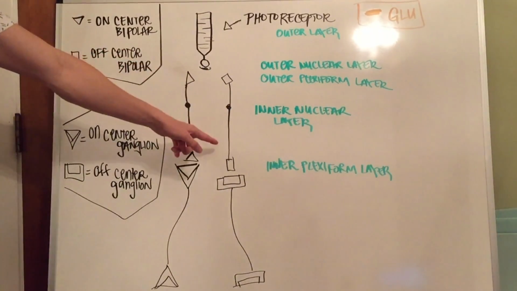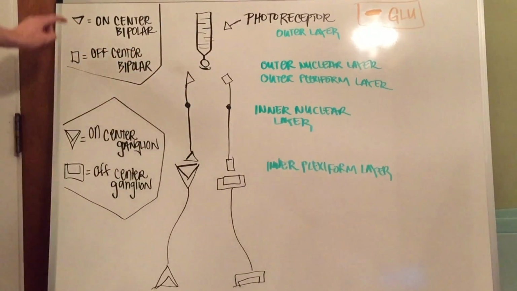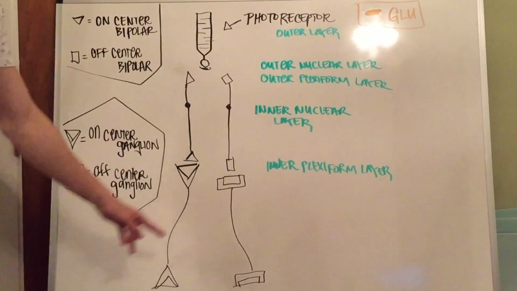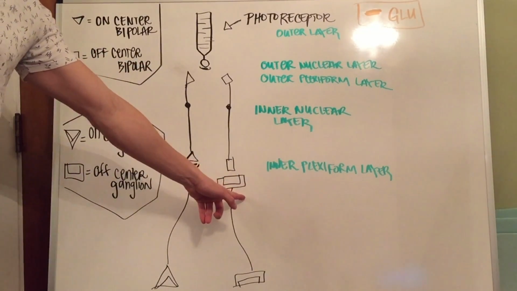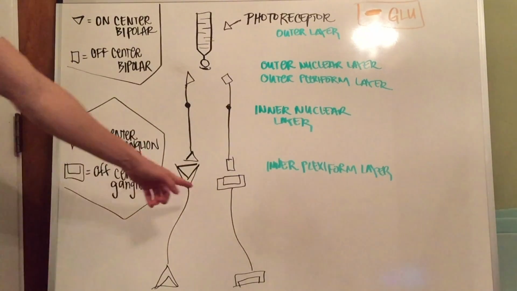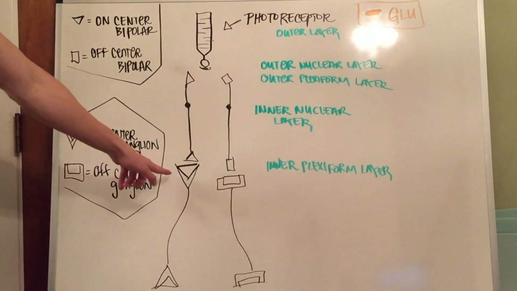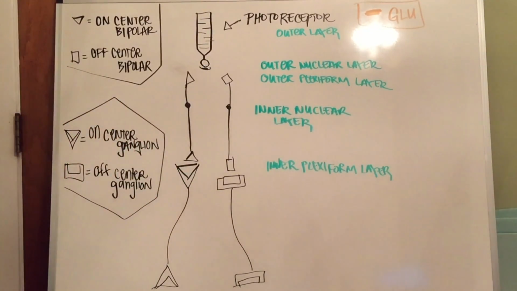One of them with the squares is an off-center bipolar cell. The triangles is an on-center, and the double square at the bottom is an off-center ganglion cell, and the double triangle is an on-center ganglion cell.